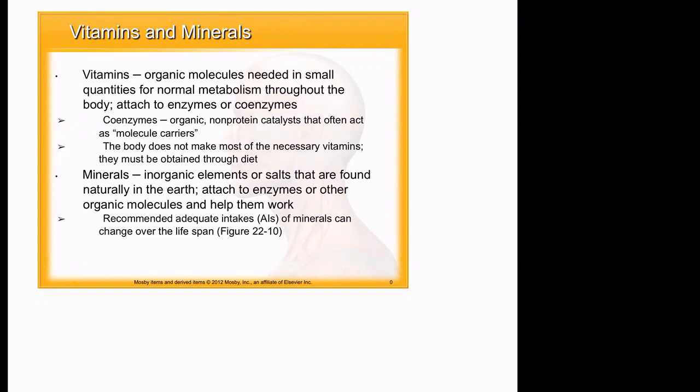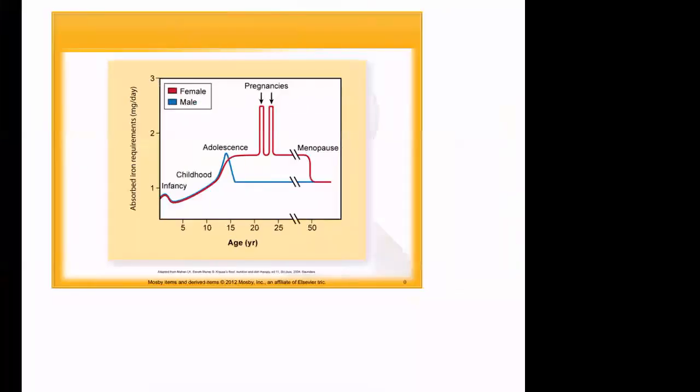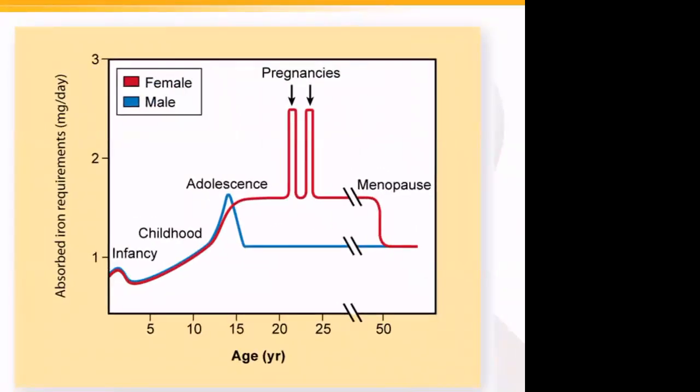Minerals, inorganic stuff found naturally in the earth. One that I think everyone is familiar with is iron. You've heard of it. You've heard of iron deficiencies and iron deficiency anemia. What do we need the iron for? Well, remember that hemoglobin molecule, which is the seat on the red blood cell bus, has to have iron attached to it in order for that seat to be useful.